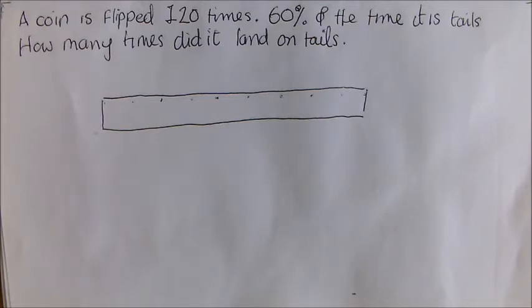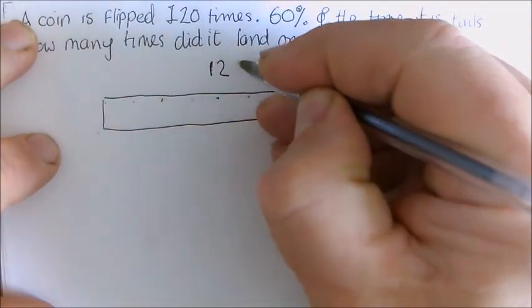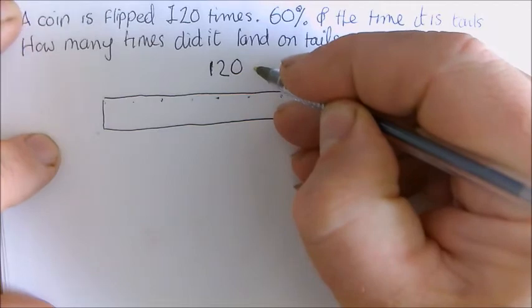In these problems you are expected to understand which fractions are equivalent to which percentages. You're also expected to understand that the bar represents the total repetitions of the flip of the coin. So the bar represents 120 flips of the coin.